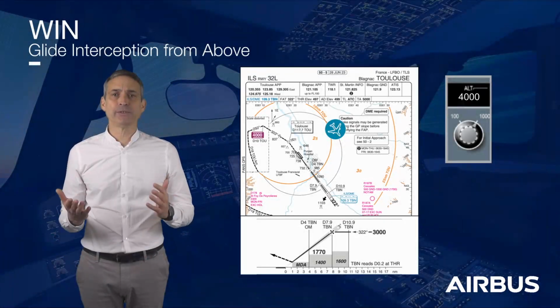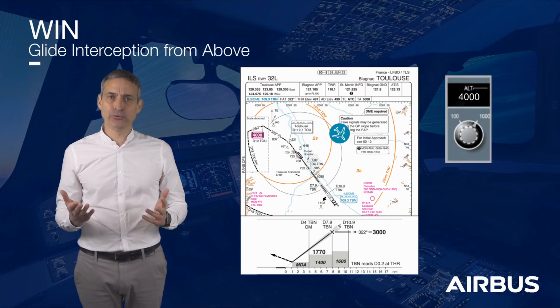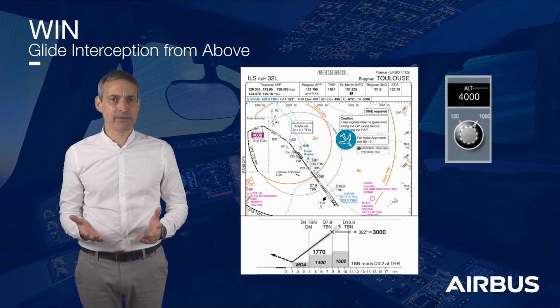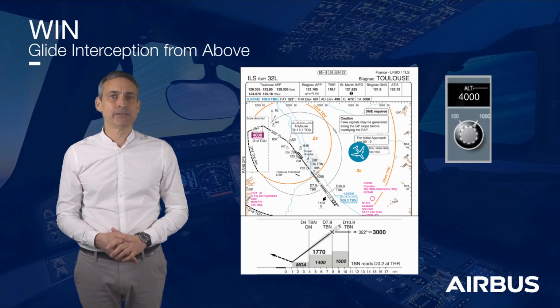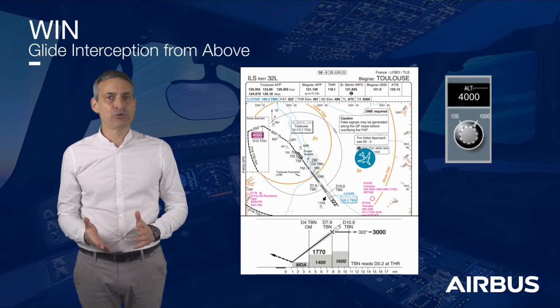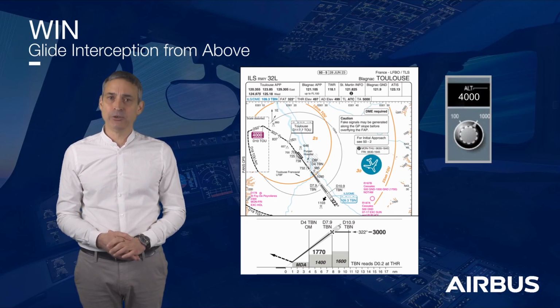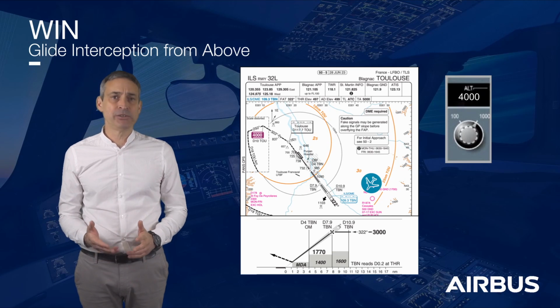In the proposed scenario, the aircraft is in heading and altitude mode at 4,000 feet and is being radar vectored to the ILS 32 left in Toulouse. The intermediate approach altitude, where the glide is normally intercepted, is at 3,000 feet. The air traffic controller is unable to descend the aircraft down to 3,000 feet due to low-level traffic.